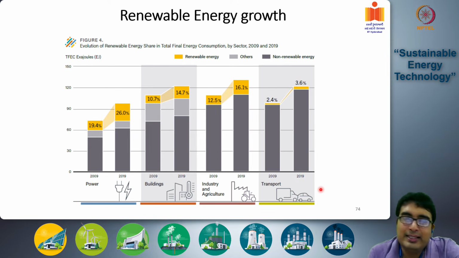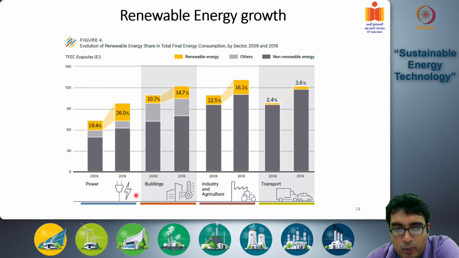So this was heating and cooling, transportation, and electricity. Here is more of an industry-wise distribution. So this is again the electricity sector, which has grown from 19% in 2009 to 26% in 2019. This is the building sector, where the growth has been from 10% to 14% of the total energy being consumed. This is the industry and agriculture sector, where the growth has only been modest, from 12% to 16%. This is the transport sector, where growth has been from 2% to 3%. Okay, over a decade period.